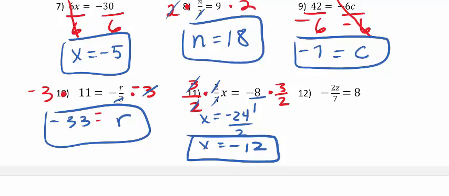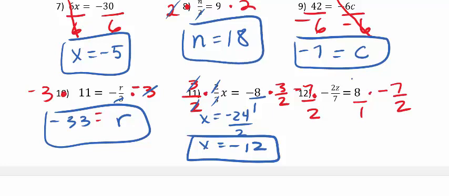In number 12, we're trying to get z alone. So we're going to multiply both sides by the reciprocal. We're going to take 2 and 7 and flip them. It becomes 7 over 2. And because this is a negative, we're going to also want to multiply it by a negative. So we have a negative 7 over 2.